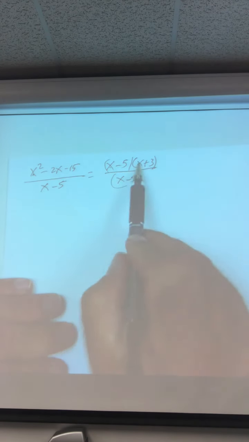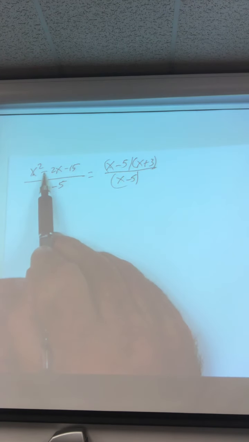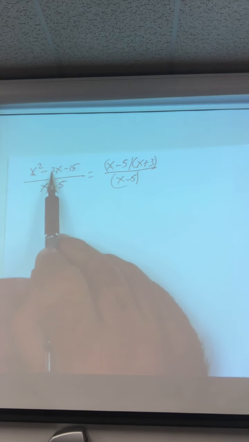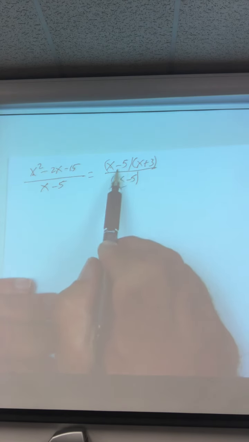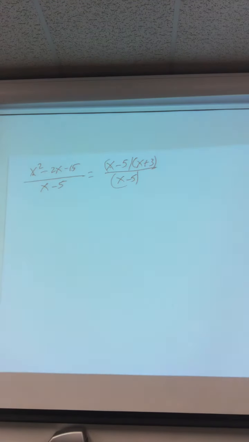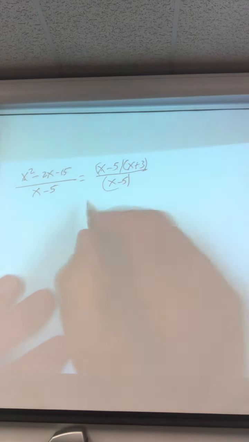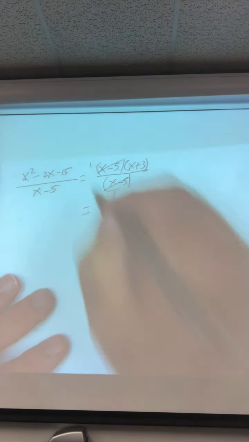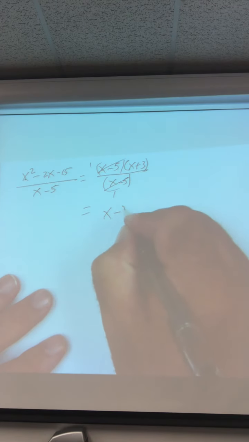x squared is x and x. Signs are different. Largest is negative. Two numbers multiply 15, subtract 2. It's 5 and 3, but the 5 needs to be negative and the 3 needs to be positive. Over x minus 5. Then the x minus 5's cancel, leave 1s. So this is x minus 3.